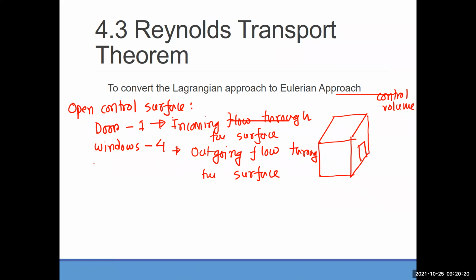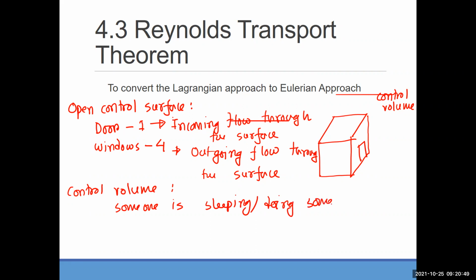Now, is there anyone who is sleeping or doing something else? Too bad. Okay, so I needed something. Within this control volume, suppose someone is doing something. I can't see your screen, so I don't know. So within the control volume, maybe someone is sleeping or doing something else other than the fluid class.